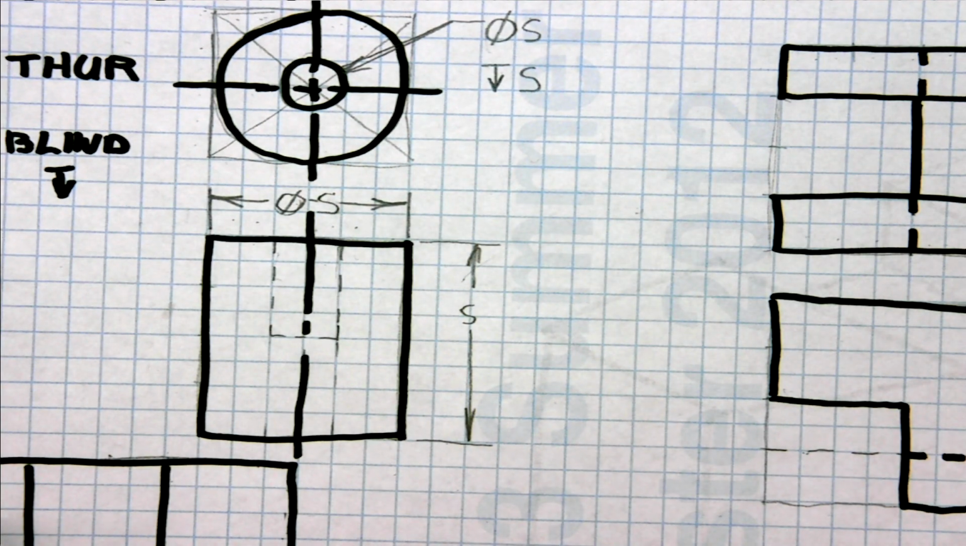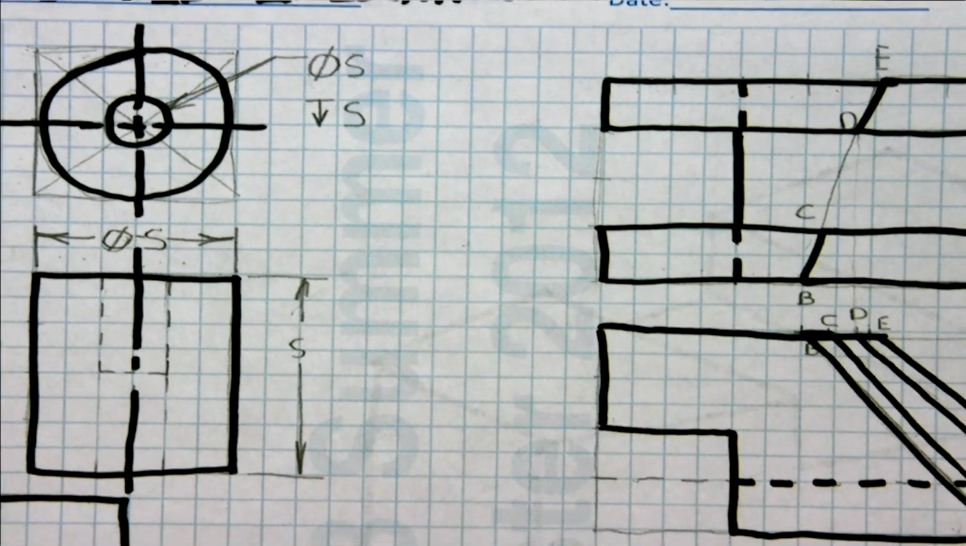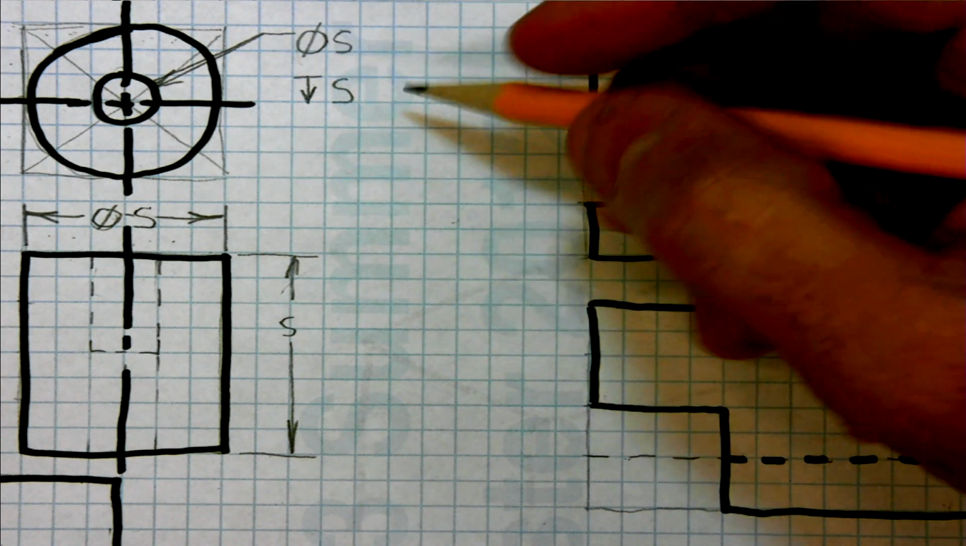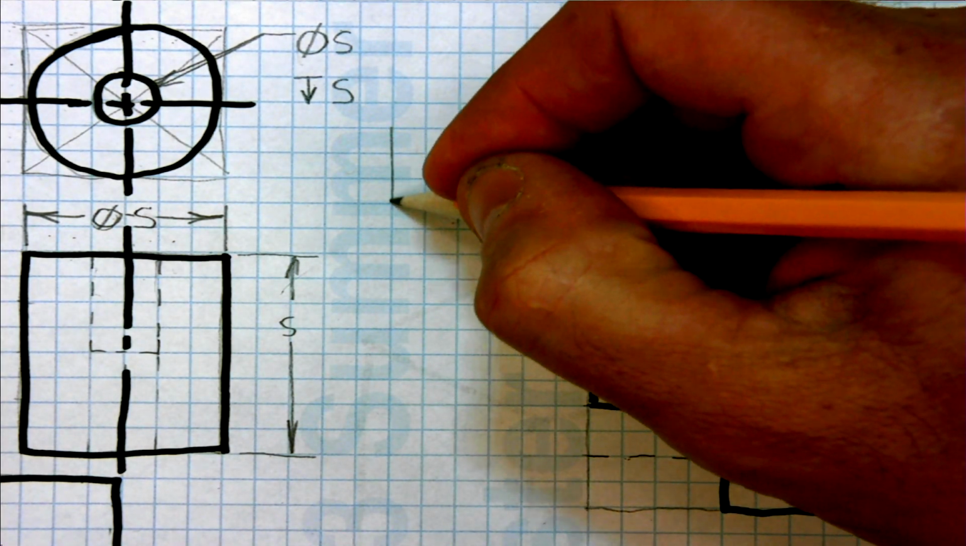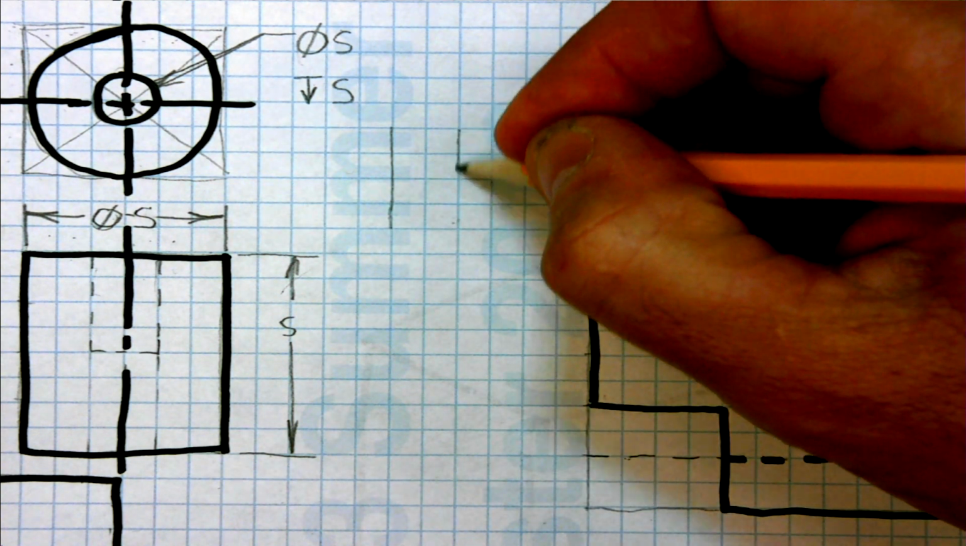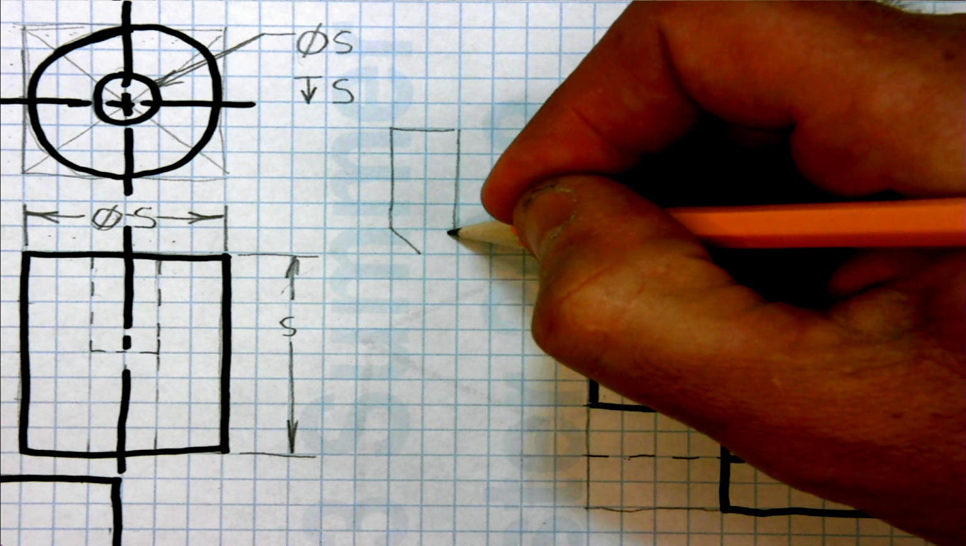Now let's talk a little bit about a blind hole. If you would use a drill and actually drill this thing into here, you would have something that would look like this. It would come down your cylinder and then it would come to a point.